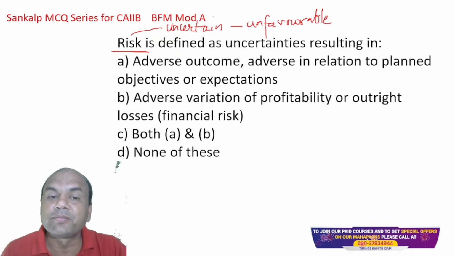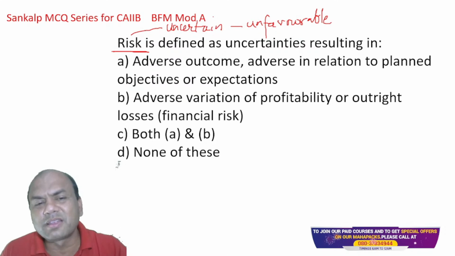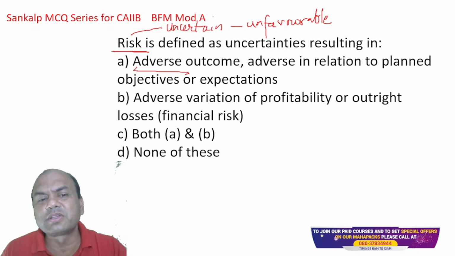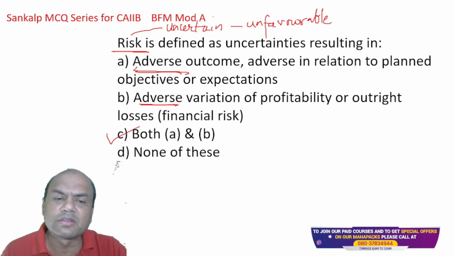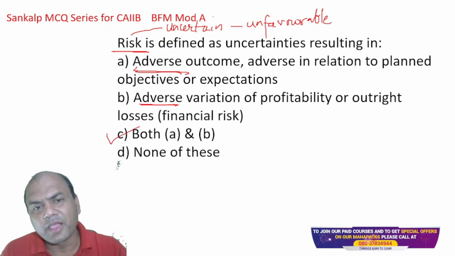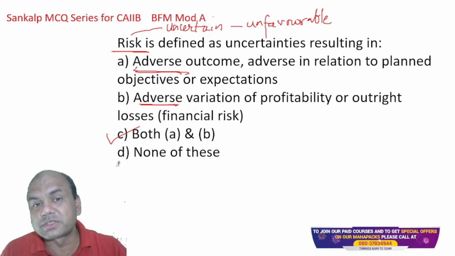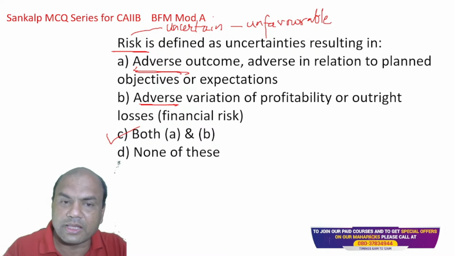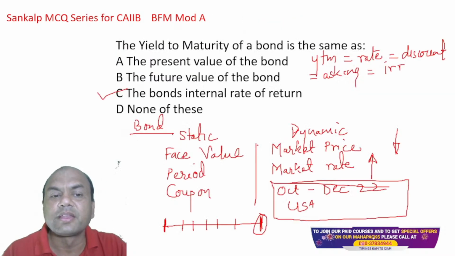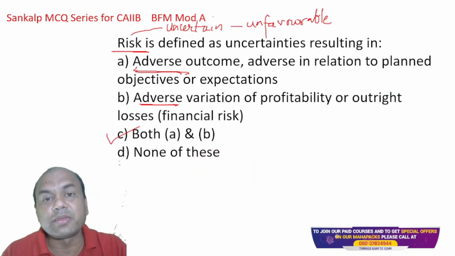So unfavorable. So what is the answer over here? Quite simple. A, adverse outcome. Adverse means not in my favor. Adverse variation, not in my favor. So answer is both. Isn't it? How many of you have got this right? At the end, you tell me a score. Whatever I'll be giving, see this earlier one, this one, and this one. You tell me a score also.